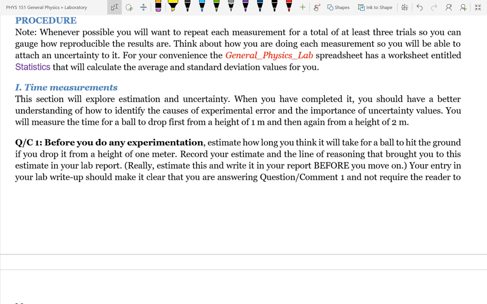Okay, so I double clicked on the timer. You see this timer that it brought up down here? This is the timer I provide you. You can use your smartphone if and only if your smartphone provides 3 digits past the decimal. If it only does 2, then you need to use this. The iPhone only does 2, sadly.